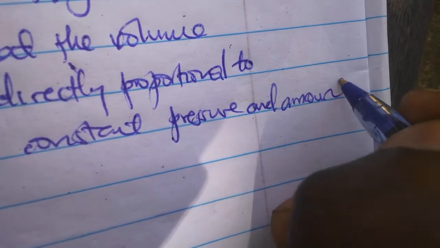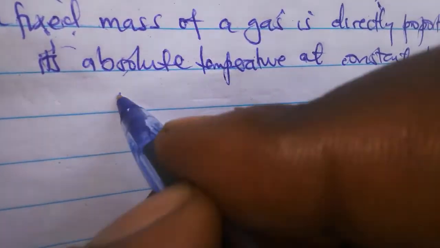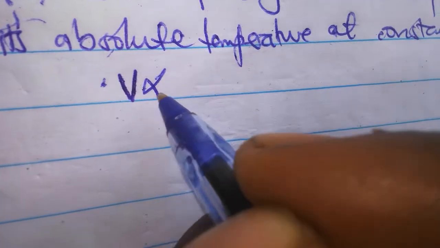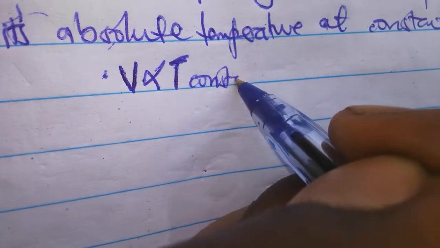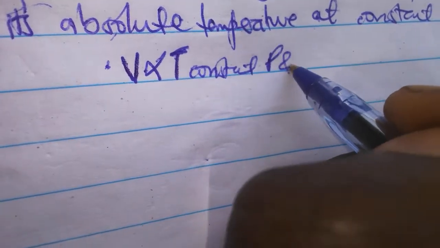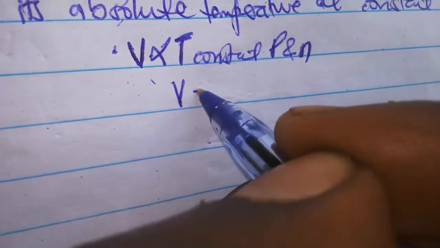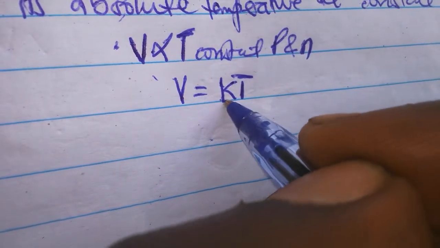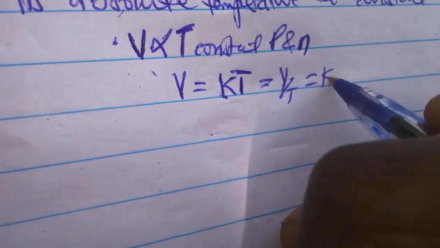So this one simply is an indication that the volume of a fixed mass of a gas is directly proportional to its absolute temperature at constant pressure and number of moles. So that means V will be equal to a constant times T. To make the constant the subject, we shall have V out of T equaling K.